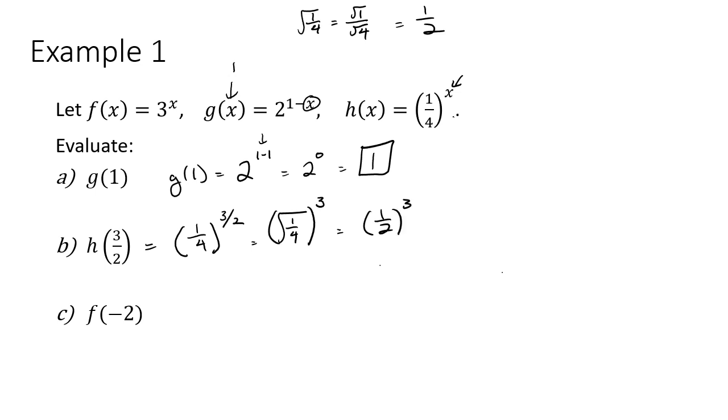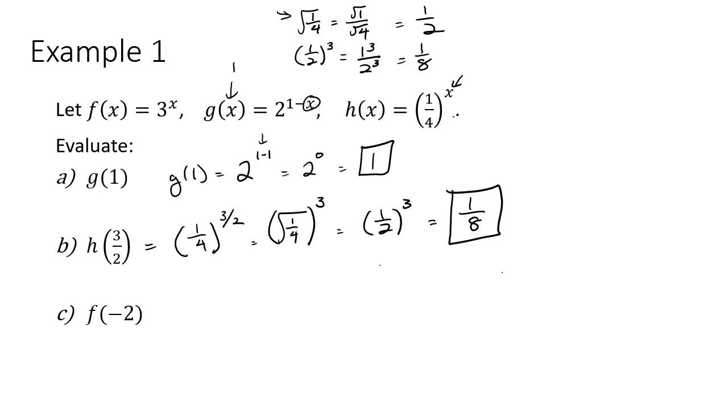And two ways to think about this. You could write out 1/2 three times and multiply it out. Or the same property that we just used for the root: if you want to cube a fraction, you cube the top, you cube the bottom. Which either way is going to give us 1/8 in this case.